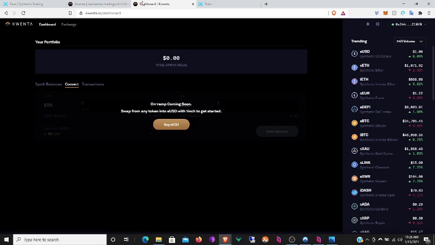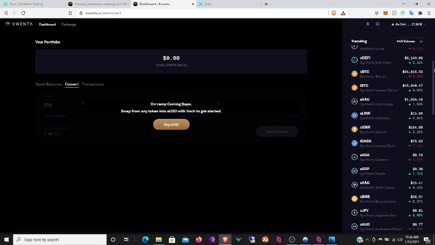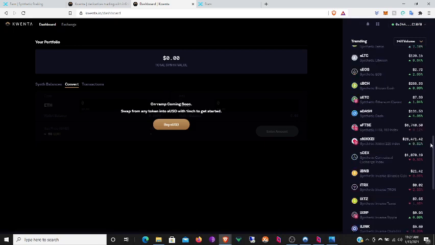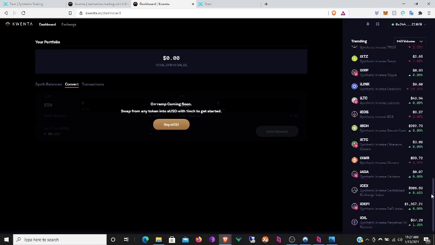Let's go ahead and look at the market. This is the synth market. Here you can trade a variety of synthetic assets. You will need sUSD. If you want sUSD, why not get some synthetics, then mint some sUSD? Those are all the synths.